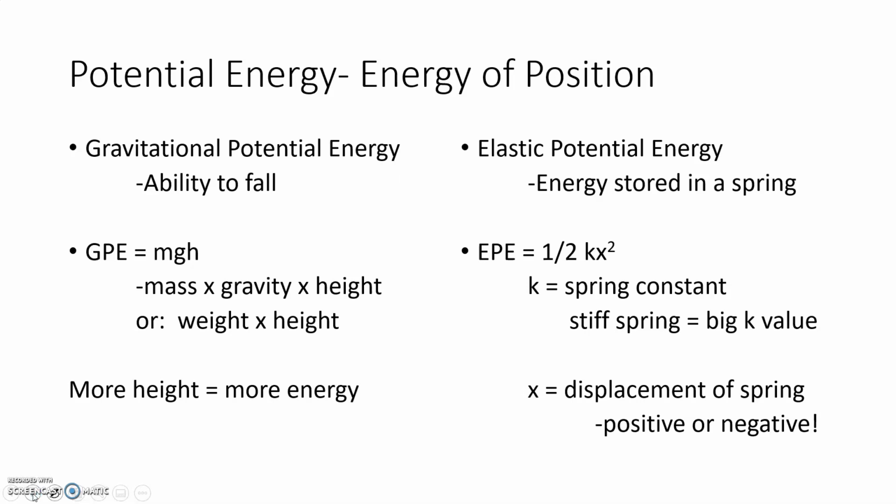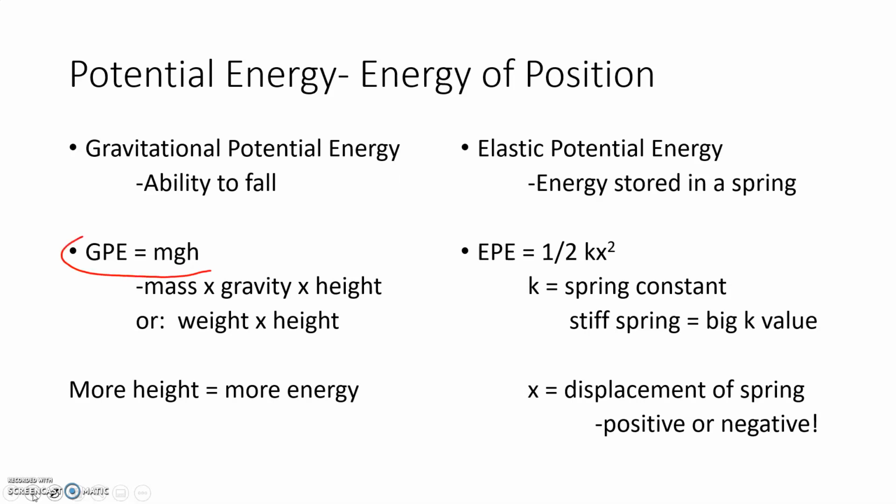All right. So we talked about energy of motion. We're going to talk about energy of position, the ability to do work. Position is the ability to do work. If it falls or moves, it's going to do work. The two things we're going to talk about are gravitational and elastic. Gravitational is the ability for an object to fall and do work, right? So that's going to be related to height.